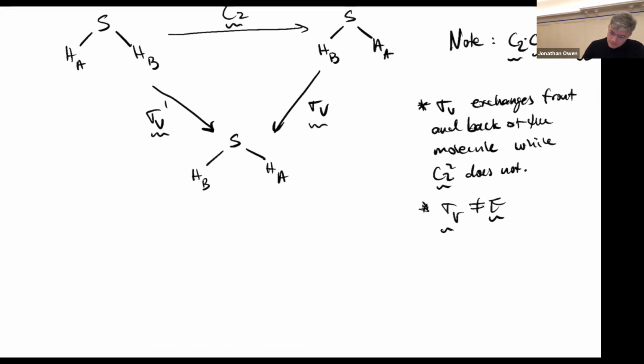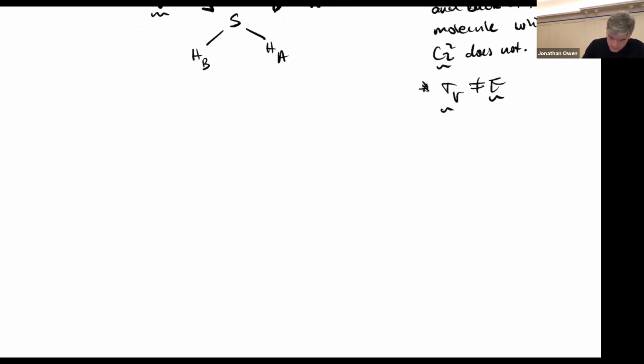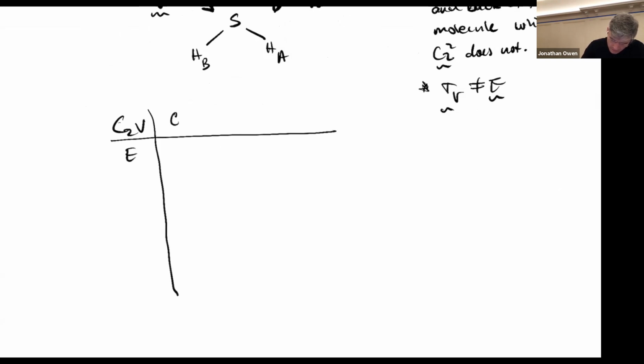All right, let's do a multiplication table. C2V. We're going to get an E, a C2, a sigma V, and a sigma V prime. Okay, E times E is easy. E times C2 or sigma V prime is easy.